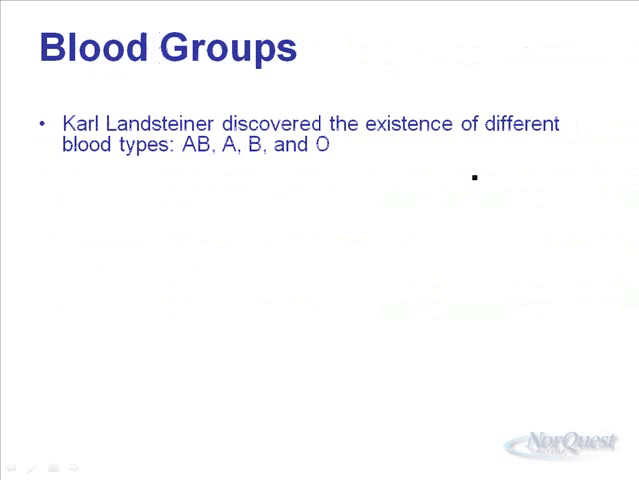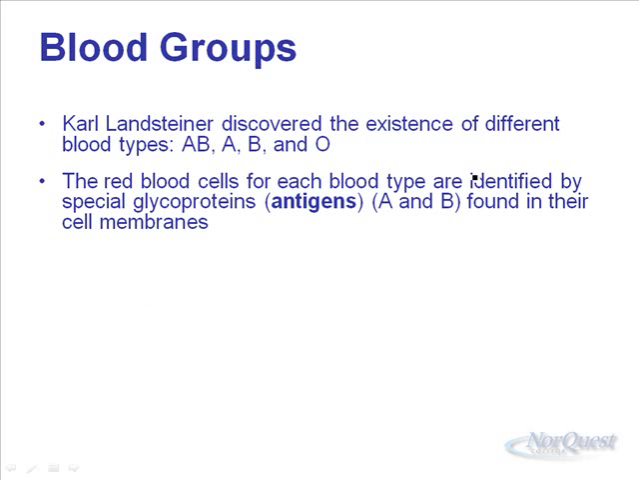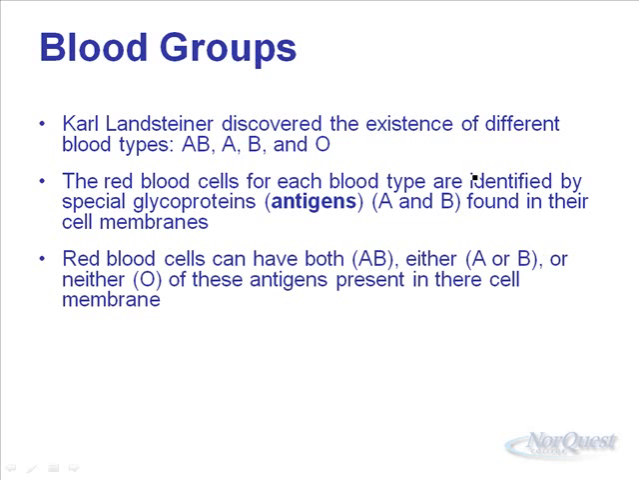So the blood groups were discovered by Carl Landsteiner, and he discovered 4 blood types: type AB, A, B, and O. The red blood cells of each blood type are identified by special glycoproteins, and if you remember, all cells have these glycoproteins embedded on their cell membrane, called antigens. And there's 2 types, A and B, and they're found in the cell membrane. Red blood cells can have either both antigens, one of the 2 antigens, or neither antigen present in their cell membrane.